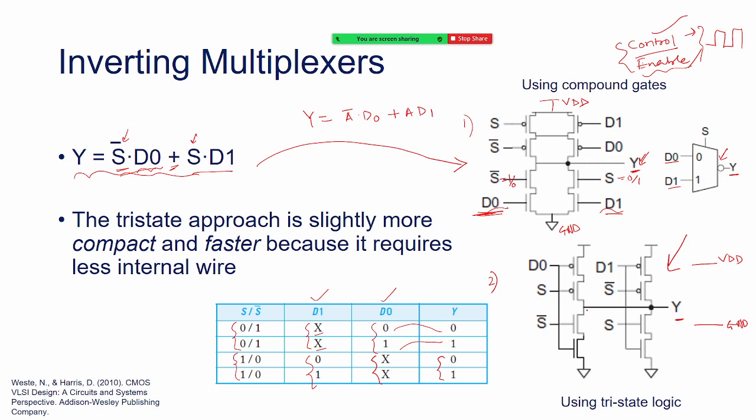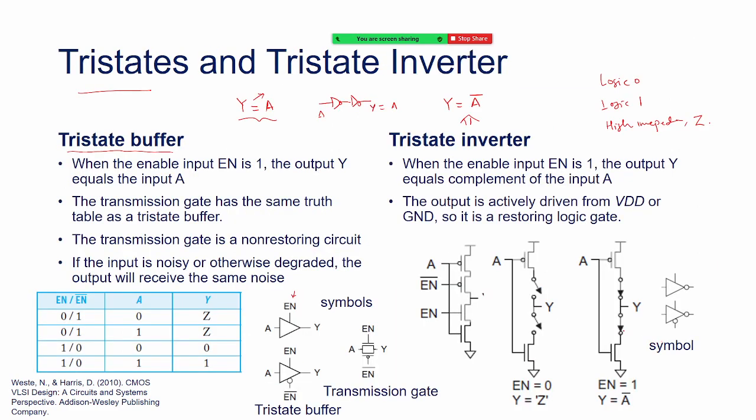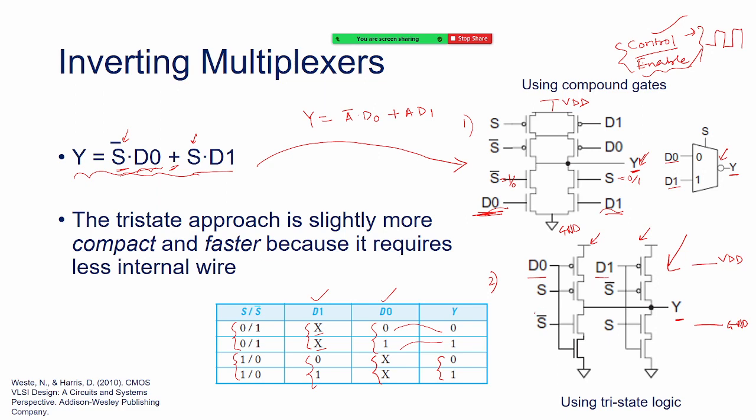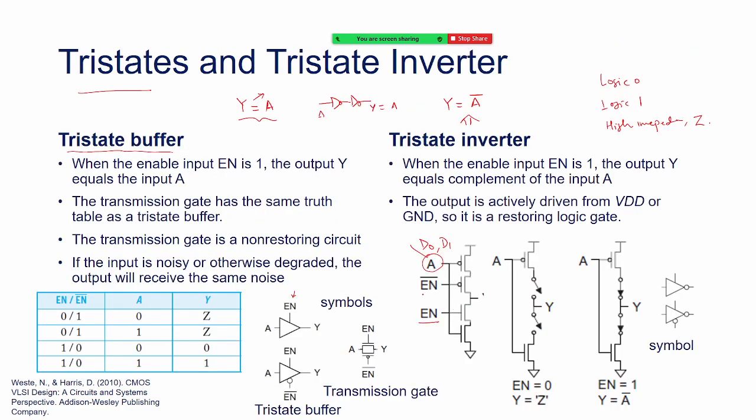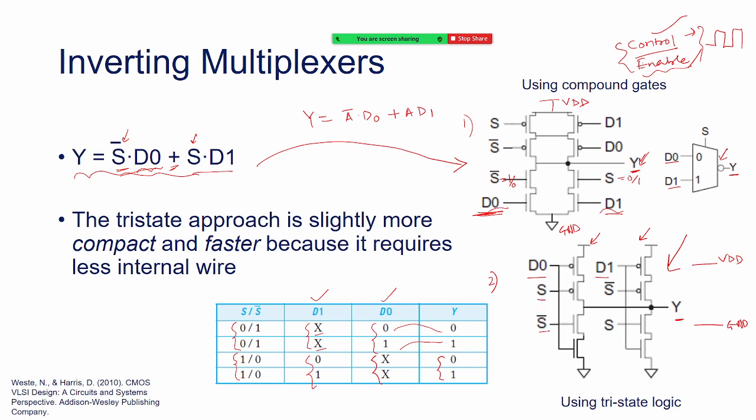Now the second circuit. I take two tri-state buffers. Just see the initial circuit. Instead of A, this is now for D0, and I take one such network again and call that D1. Instead of enable and enable bar, here I have S and S bar. So what do you see here? Try to understand what changes I made in the top circuit to come up with the bottom circuit.